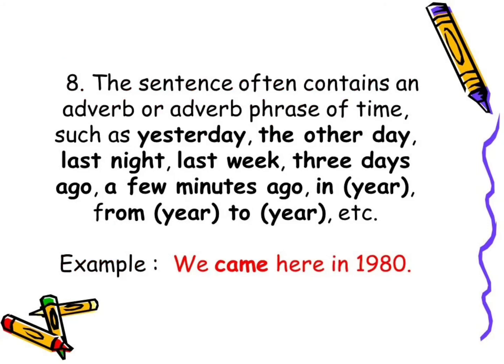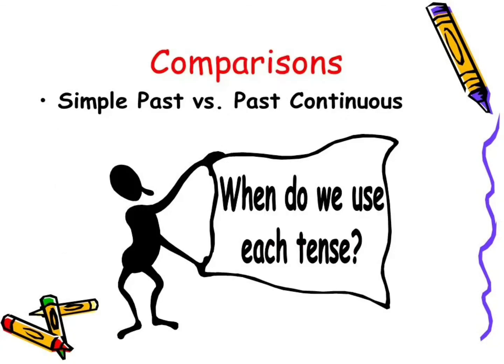For the last, the sentence often contains an adverb or adverb phrase of time such as yesterday, the other day, last night, last week, 3 days ago, a few minutes ago, in year, from year, to year, etc. Example: We came here in 1980.